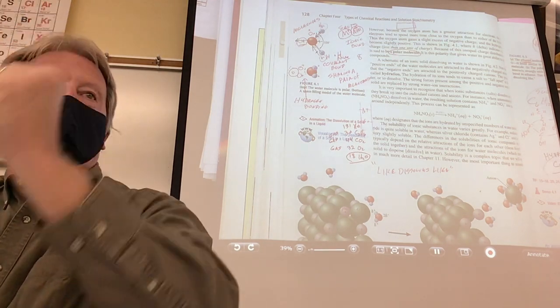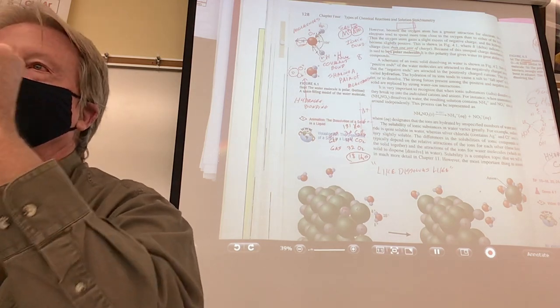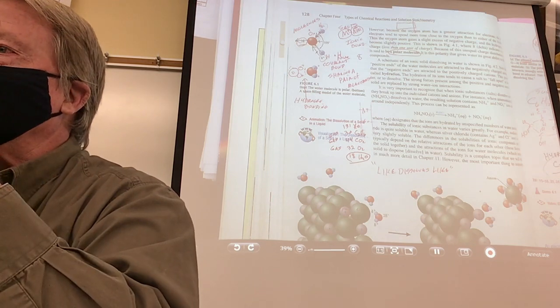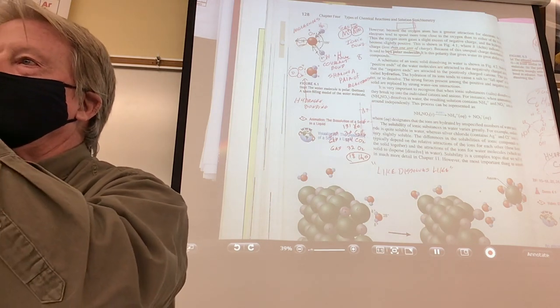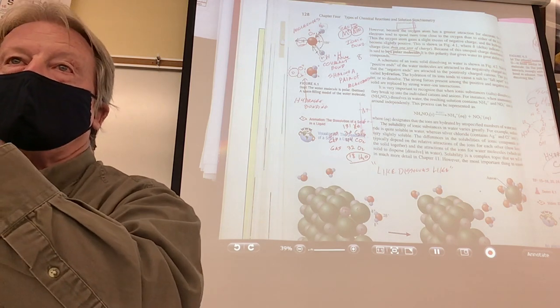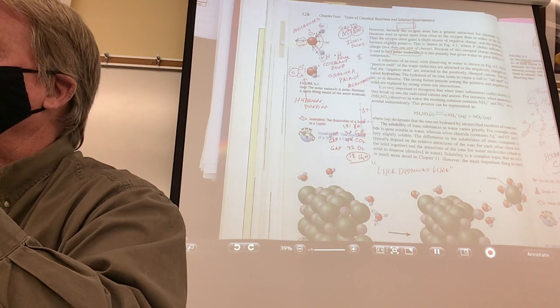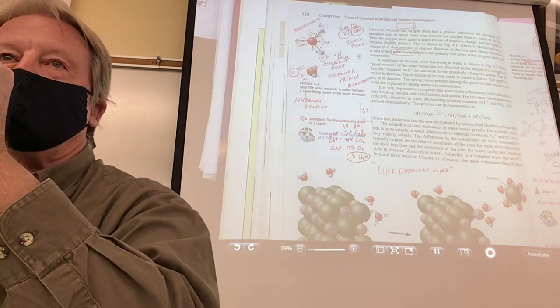What do you call a bond between ions? Well, ionic. And an ionic bond is formed between ions. And what's an ionic compound made of? Ions. And what is it made of before I put it in water? Ions. So what happens when I put it in water?